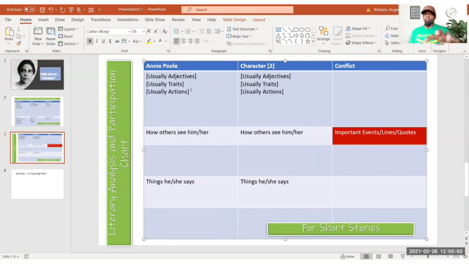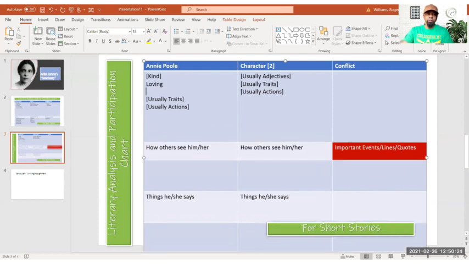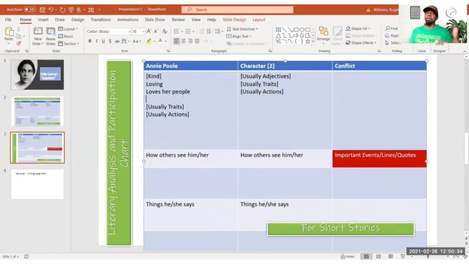You know, we won't do him for this purpose. You can do whatever you want to do in your class. So Annie Poole, who was the mother of Obadiah, we look for adjectives, traits, and actions for the short story. So let's say Annie, she was kind, loving, she loves her people. Because you've just found out a young man killed your son and you're still protecting him.